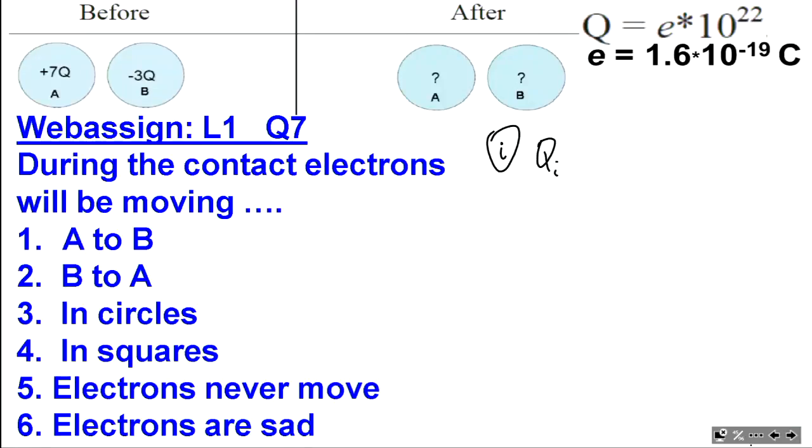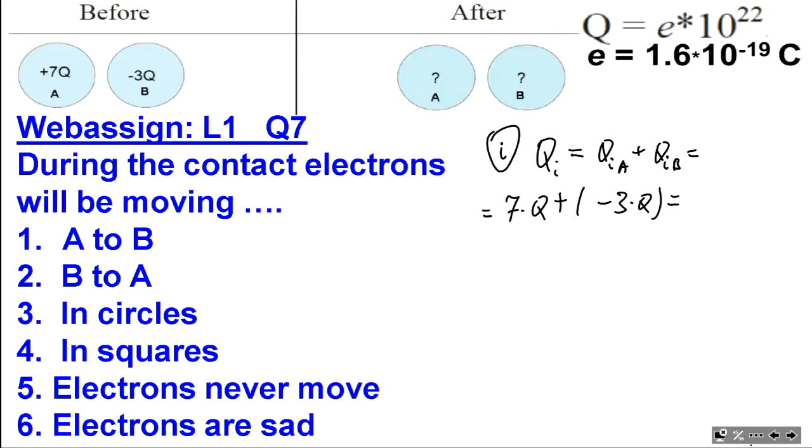So the initial charge of the whole system has to be equal to the initial charge of the sphere A plus the initial charge of the sphere B. And I'm just going to use so far the coefficients. That's the initial charge of sphere A plus, because that's what the law says, add the charges. But the second charge is negative.